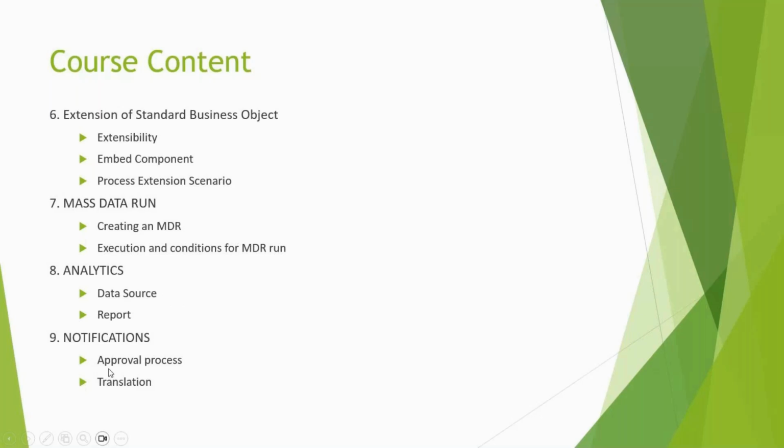And coming to the notification, the approval process and then the translation. The approval process, for the standard, we can configure in the UI itself. For any custom view, let's say we want to show some notifications, we have to build it in a custom way. So those things we will cover here. Translation is nothing but translating the text into other languages, like from English to German and so on. So those things we will cover.